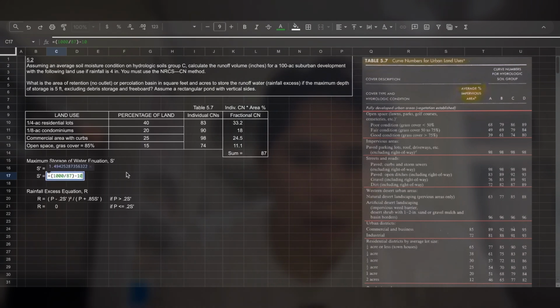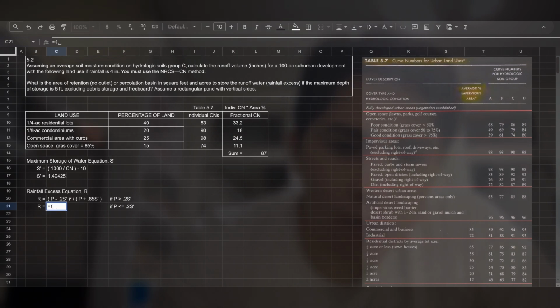And now that we have this value, we can use it to find finally the rainfall excess, with this equation here. And as you notice, we need the storage and the precipitation, but we were told that we had 4 inches of precipitation. So let's use that. I'm struggling today.